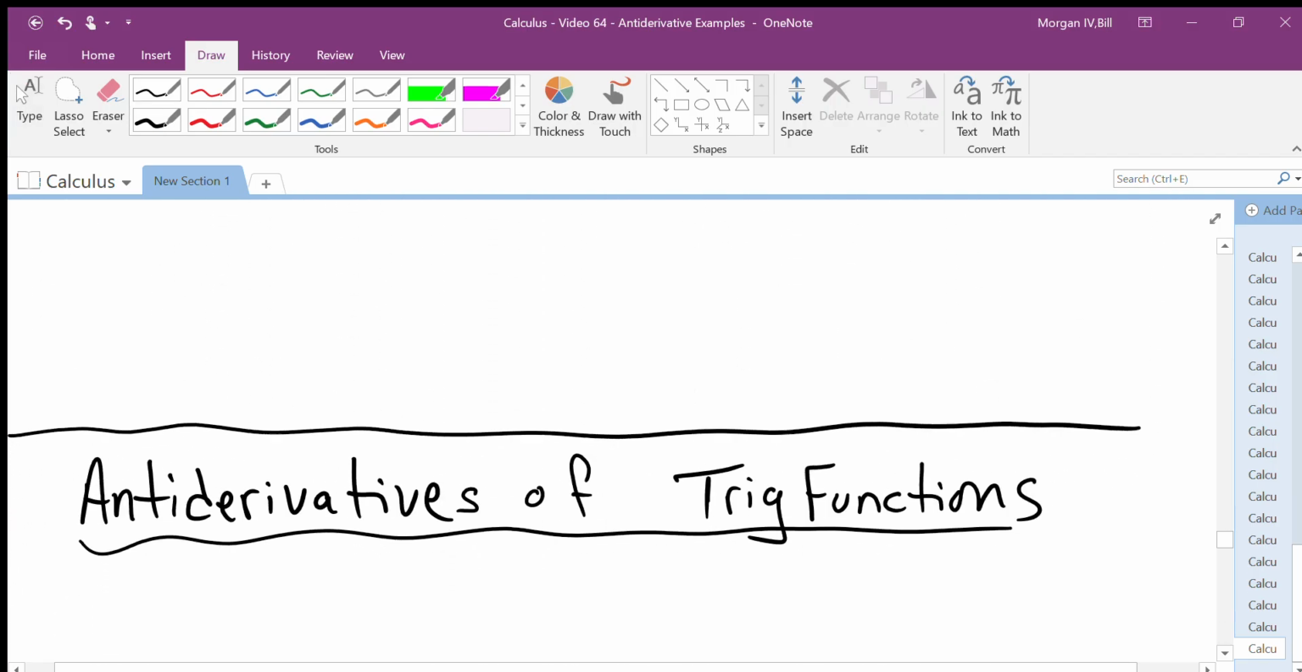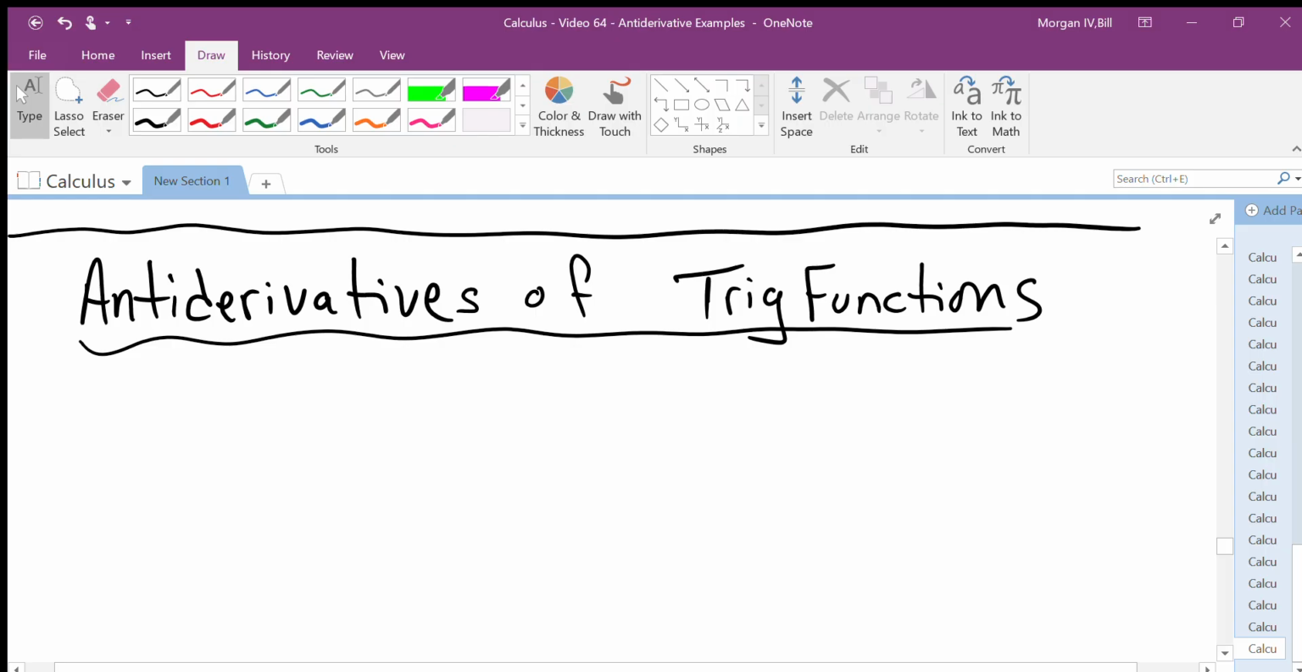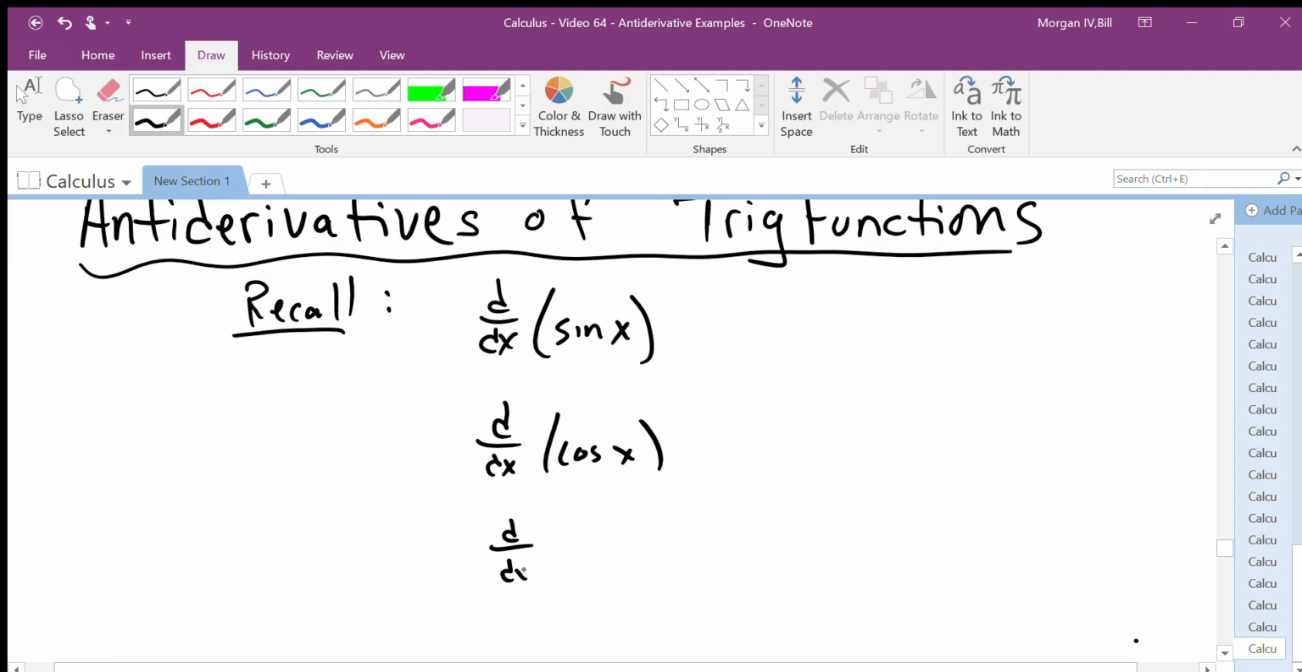All right. Moving right along. Two things left: antiderivatives of trig functions and antiderivatives of inverse trig functions. And for those, let's just recall, just to remind ourselves, the derivatives of trig functions. What is the derivative of sine of x? What is the derivative of cosine of x? What is the derivative of tangent of x?